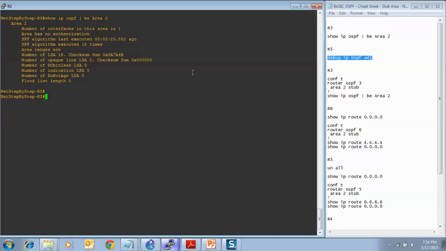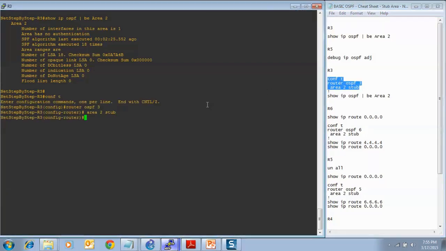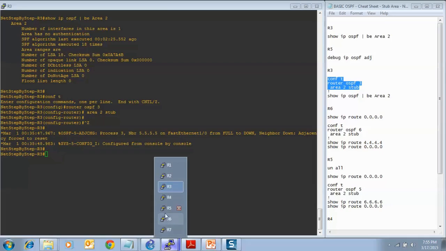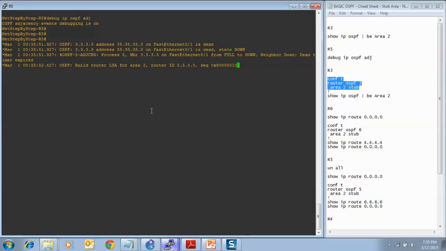From output of the show command, I see this is a normal area. On router 3, I'm going to configure area 2 as a stub utilizing command area 2 stub at OSPF mode. Moving over to router 5, from the debug, I see that router 3 and router 5 are not neighbors anymore.